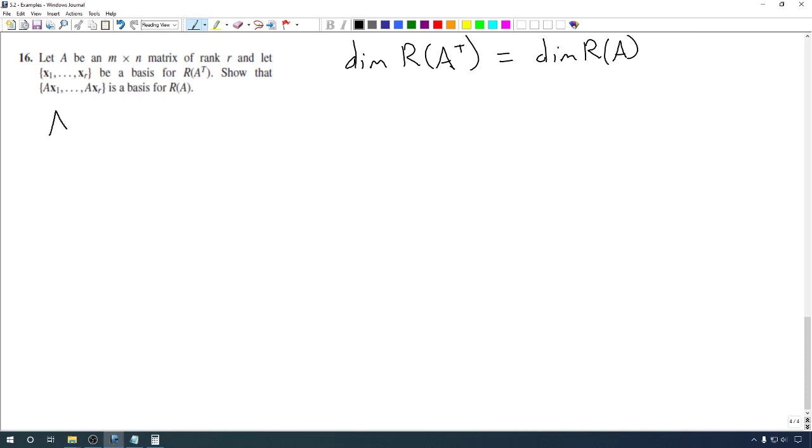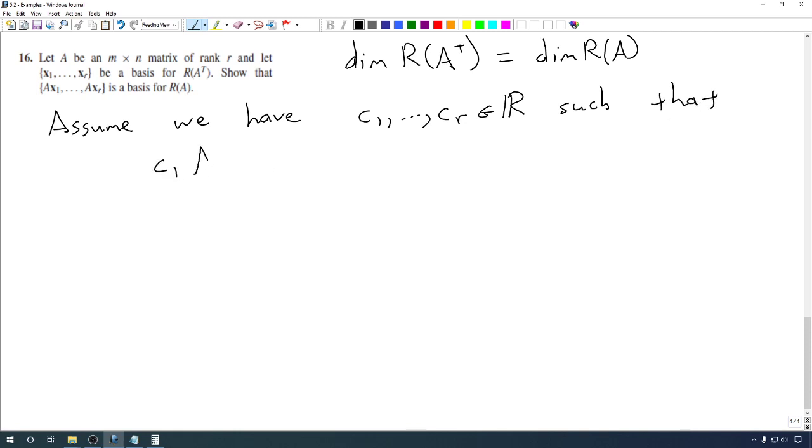So we'll assume we have some coefficients c1 through cr. These are real numbers. Such that our linear combination of the Ax_i's equals 0. What can we do with that? If we can show that all the c's have to be 0 because of that, then we'd be done.